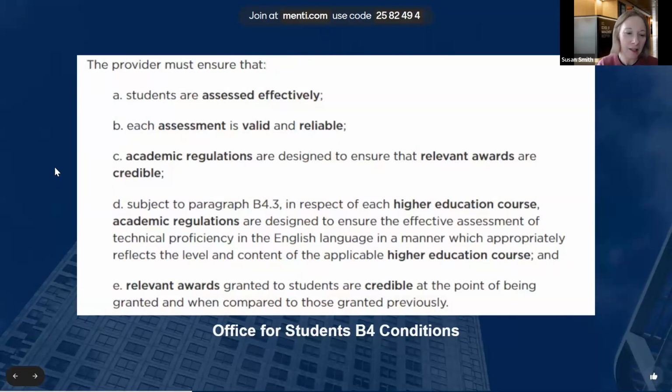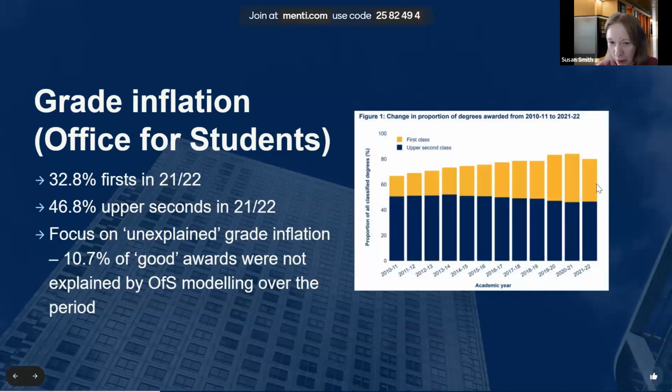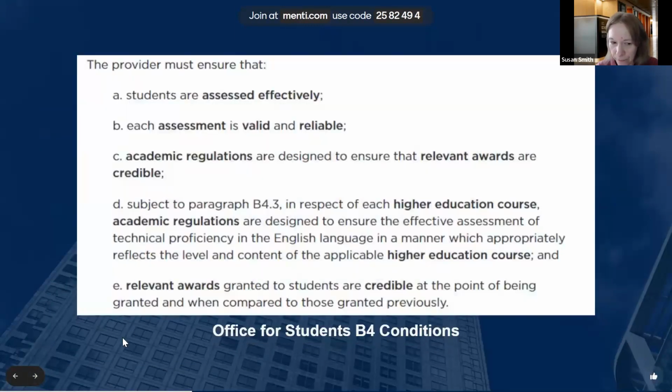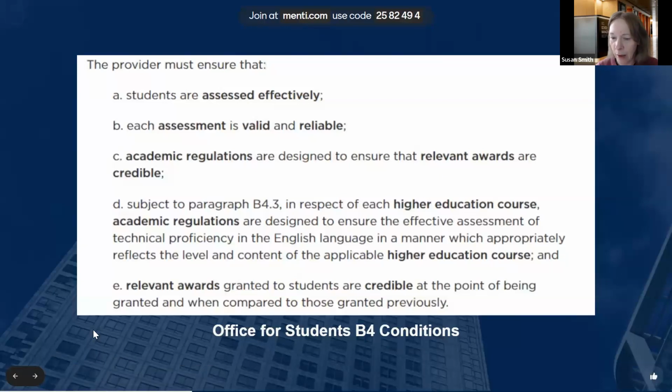Yet if we look at the prior slide, where we can see this big jump in the proportion of first class degrees, we might start to question that. So I think we might see some more regulatory pushback on degree awards, and it's definitely something to consider in the discussion around grade inflation, whether that B condition is being upheld.